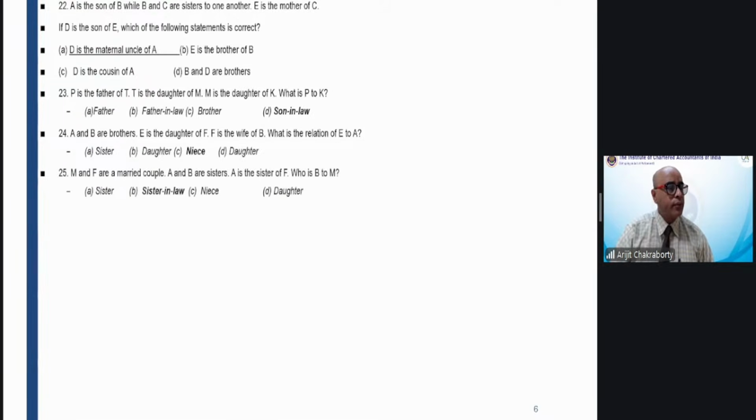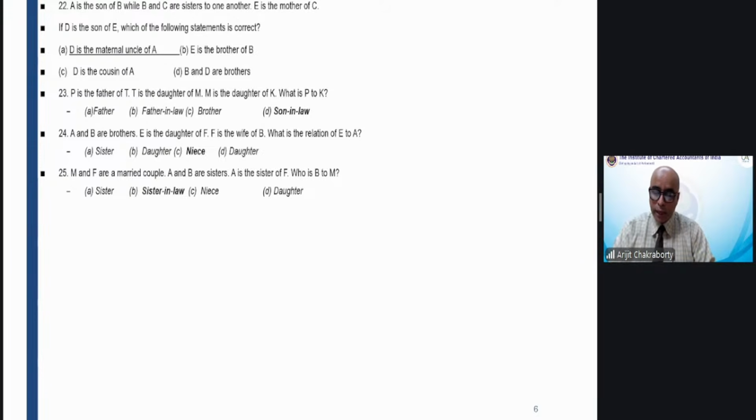We proceed to the next one, 25. M and F are a married couple, so husband and wife. A and B are sisters. A is the sister of F. So A and B are sisters, both female. And it is given M and F are a married couple. As of now we are unable to find out the gender, whose husband and whose wife, but we see they are a married couple. A and B are sisters, and A is the sister of F. The question is, who is B to M?